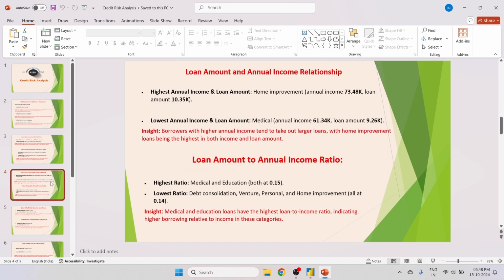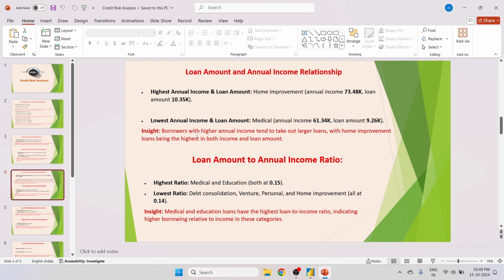Now let's move to another slide, loan amount and annual income relationship. The highest annual income and loan amount is for home improvement: annual income is 73.48k and loan amount is 10.35k. This is the sum of income, and this is the sum of amount. The lowest annual income and loan is medical: annual income is 61.34k and loan amount is 9.26.